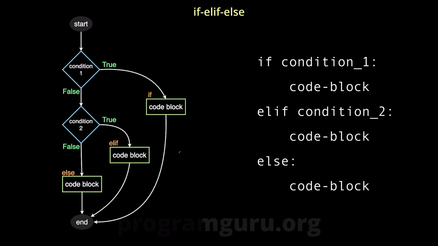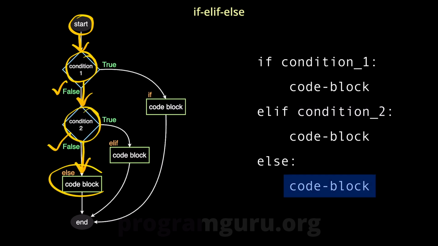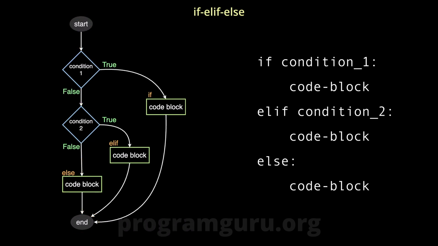Now the third possibility. Start if-else if statement. The first condition is false. Check the second condition. The second condition is also false. Now the else code block executes. End of if-else if statement. The path of execution depends on the outcome of conditions from top to bottom.